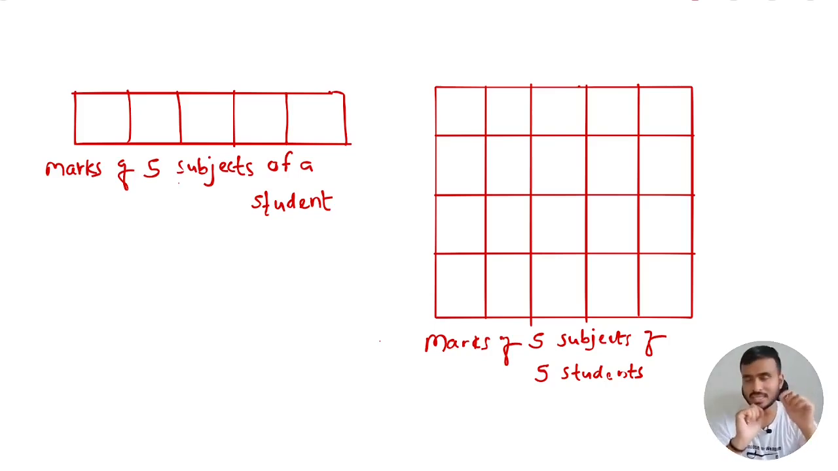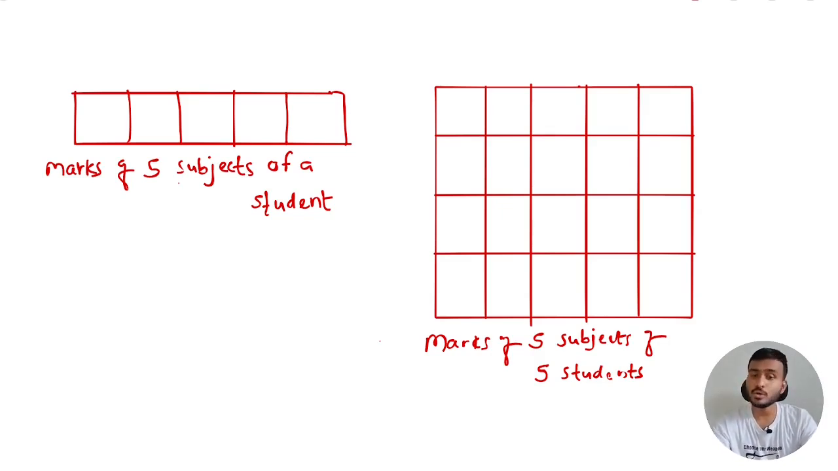Now, in what scenarios should you use an array? Whenever you have some homogeneous data, whenever you have a huge or considerable amount of data, and you don't want to create different variables for them, and the data is associated with each other, then such data can be stored in an array. I'll give you some examples. Let's just look at my screen.